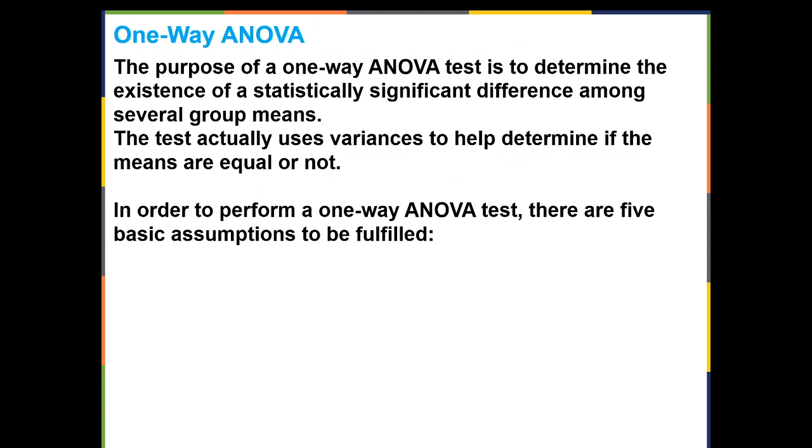So the purpose of one-way ANOVA, which is what we want to do here: one-way ANOVA means we have only one factor, and we're going to compare the mu's based on just one factor. Again, we're going to discuss that. There is also a two-way ANOVA that we are not discussing in this chapter. The test actually uses variances to help us determine whether the means are equal or not, and again, I'm going to talk about that in a second.